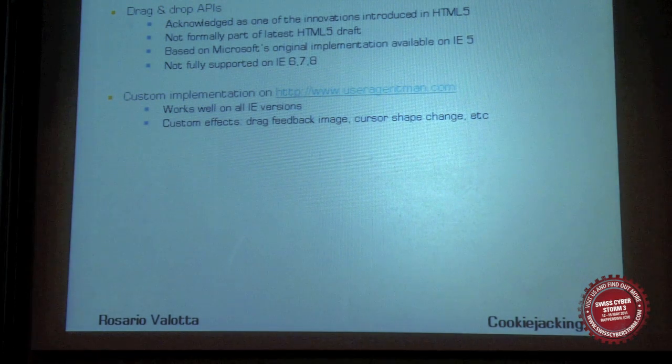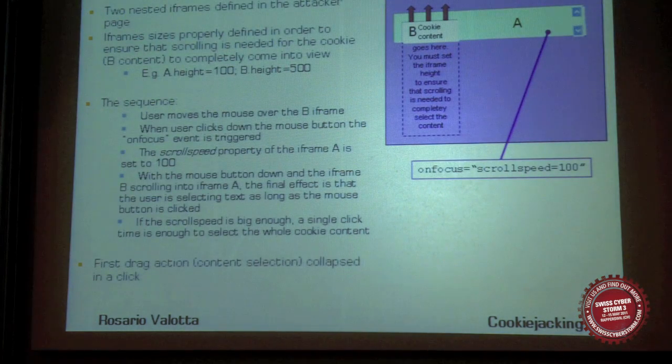I found a custom implementation that works well across all Internet Explorer versions and also in Mozilla and WebKit browsers. It allows you to define a lot of effects, drag a feedback image, change the feedback image while you are dragging some content, or change the cursor shape when you are hovering over a dropping area or a dragging area, and so on. Okay. About content extraction, I will show you how it's possible to steal content from a third-party domain using only a single drag action.